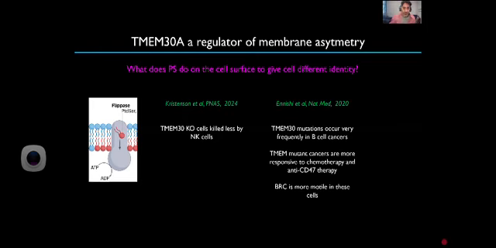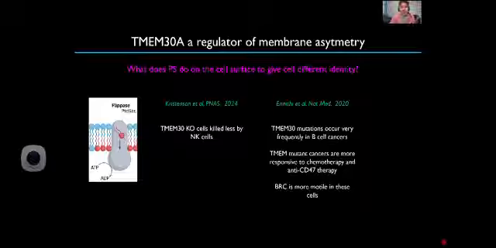Our collaborators from Gothenburg showed in a recent paper that these knockout cells are killed less by NK cells. And in another paper that appeared in 2020, mutations of TMEM30 are seen a lot in cancers, and these hematological malignancies are more prone to anti-CD47 therapy. They have shown that the B cell receptor is more mobile. There was no mechanistic understanding, but it was a really good correlation between tumor and the mutations of the flippase.